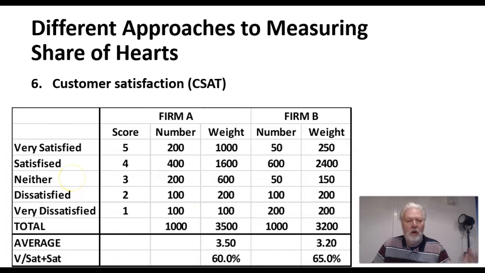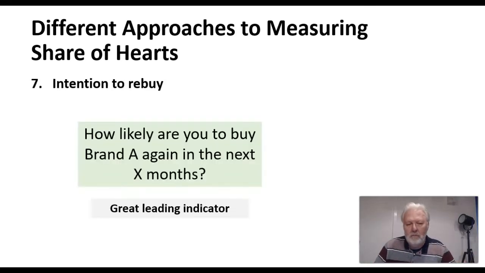So what proportion are satisfied or very satisfied? In this case, 60% sit up here, 600 out of 1000, and here they've got 650, so 65%. Two different approaches, but again, it's a fairly helpful thing, because we're marrying expectations to performance.